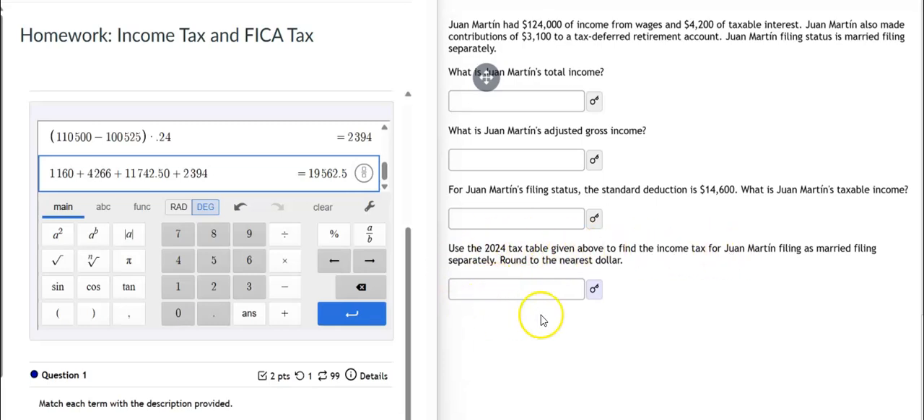So in this last answer, you put this number, but notice that it's rounded to the nearest dollar. So you don't put the cents here. The $62 here makes it $63.